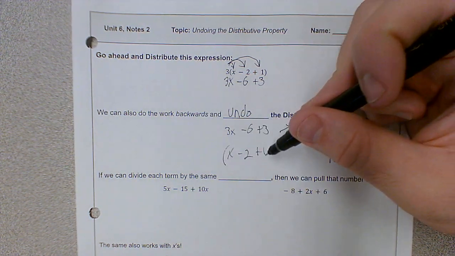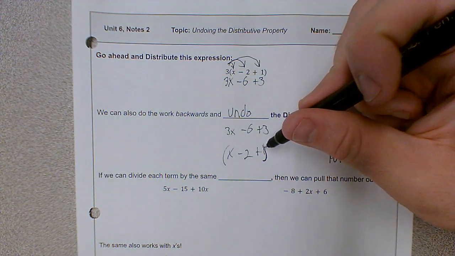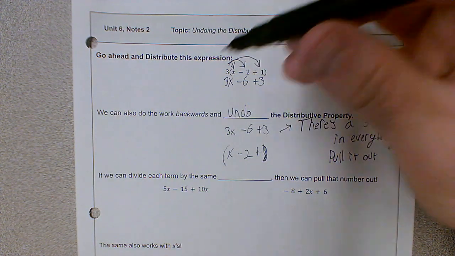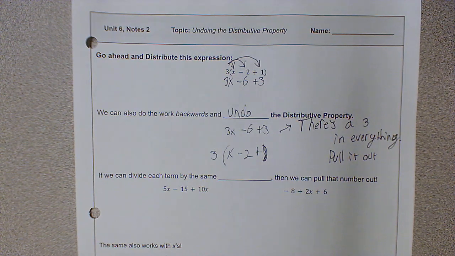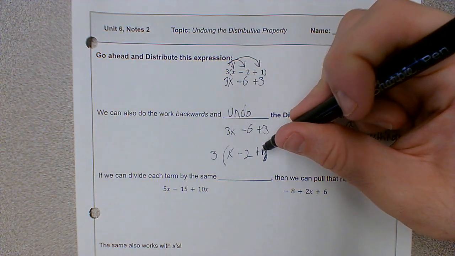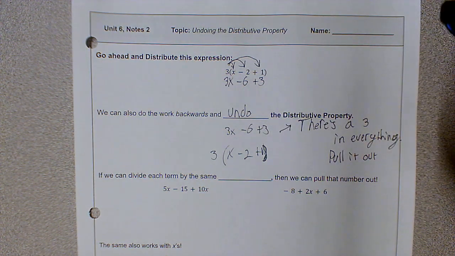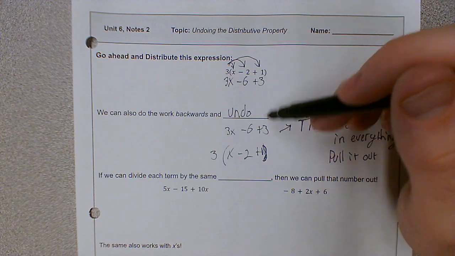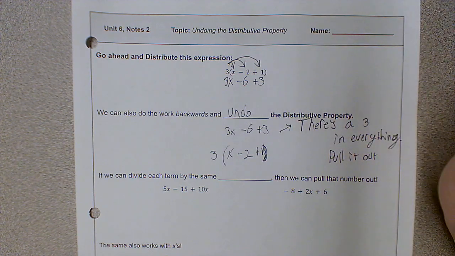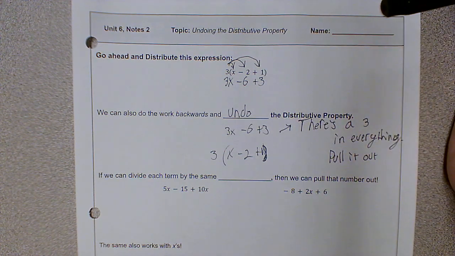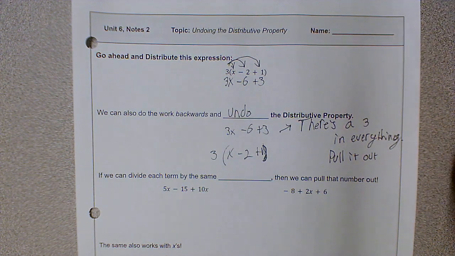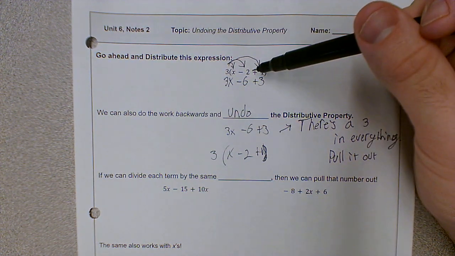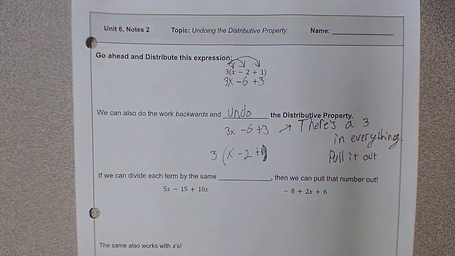Now I pulled this 3 out, but it still has to go somewhere. So I'm going to put parentheses around it and write in that 3. That one's a little sloppy. Okay. See how this is the exact same as what we started with? Distributive property and undoing the distributive property are inverses, right? So I can distribute in or I can divide out.